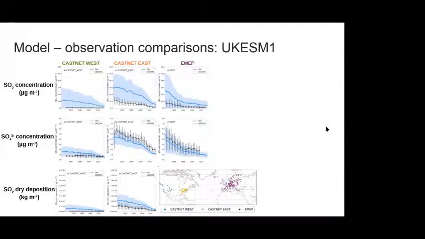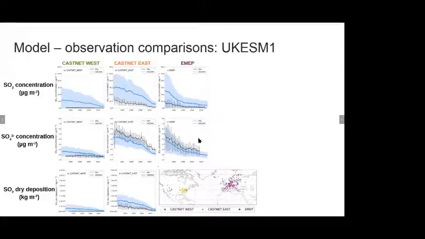So the observation networks that we're comparing against are based in the US, so that's the CASTNet network, and I've divided those sites into the western sites, which are less polluted, and the eastern sites, which are more polluted. And then we have the EMEP network, which is based across Europe. You can see the sites here in the bottom right-hand map. We don't have dry deposition observations from the EMEP sites.